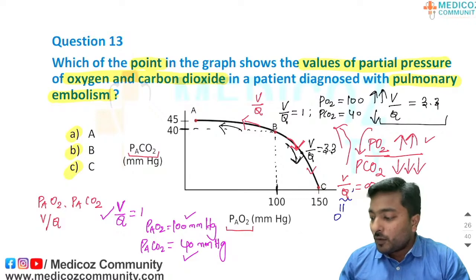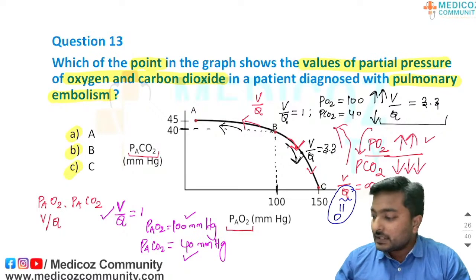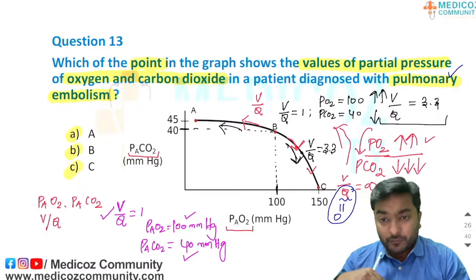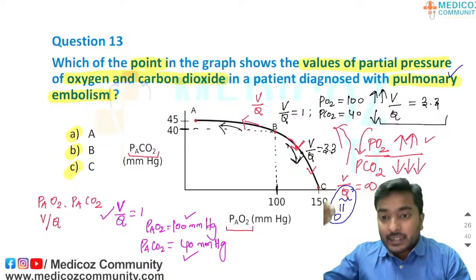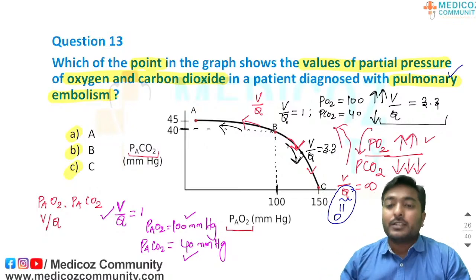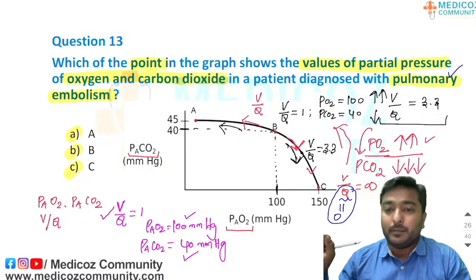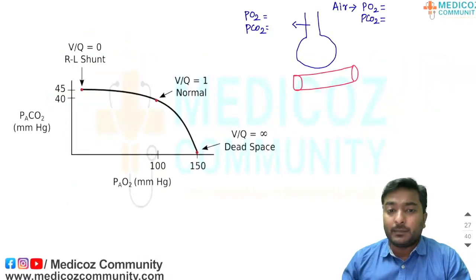So I don't want the pulmonary alveolus to get perfused. That is our question. In pulmonary embolism, there is no blood flow in the capillaries, so no gaseous exchange can take place, right? So in that condition, what will happen to the PO2 and PCO2 values? From this graph we can come to know that.